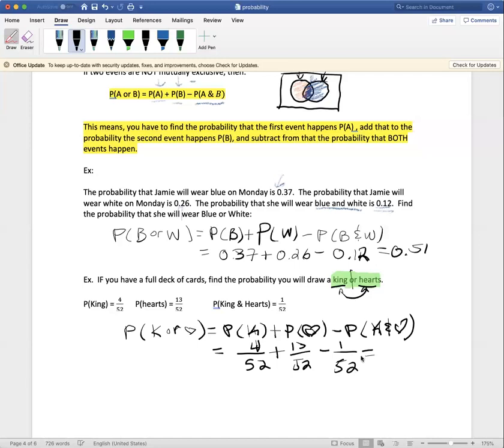Okay, so to sum these up, the denominators are all going to be the same at 52. 4 plus 13 is 17. 17 minus 1 is 16. So we have 16 out of 52. And 16 divided by 52, rounded to 3 decimal places, gives us 0.308.